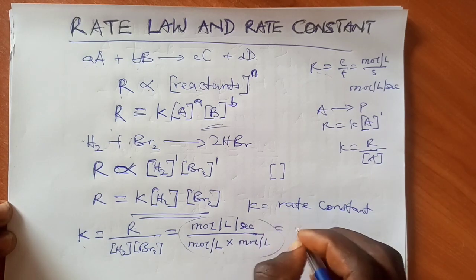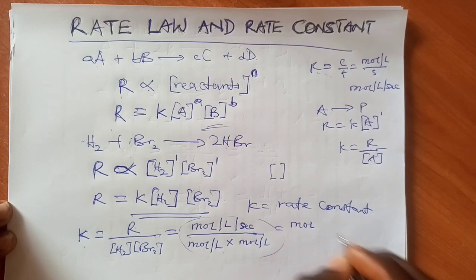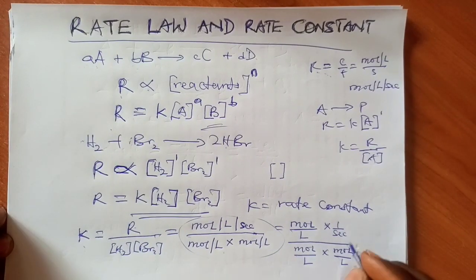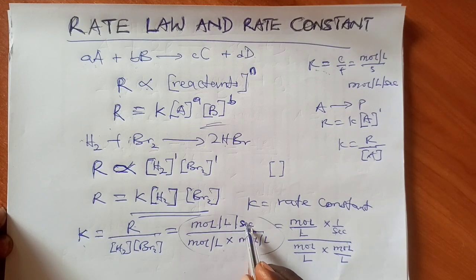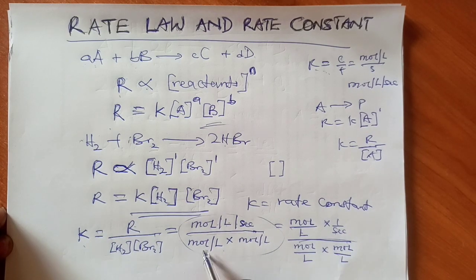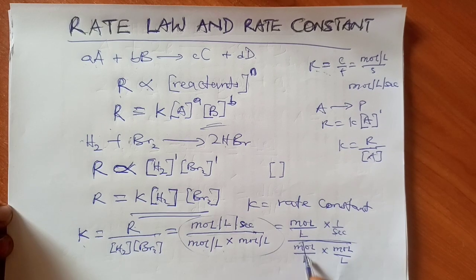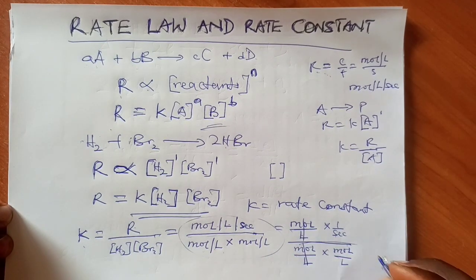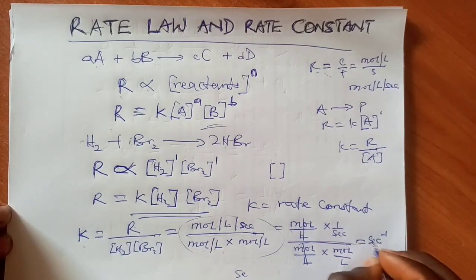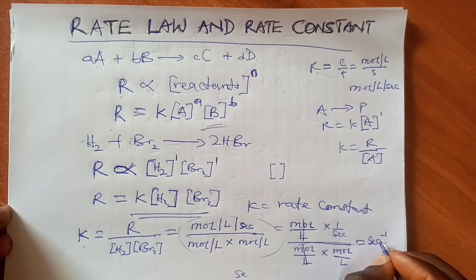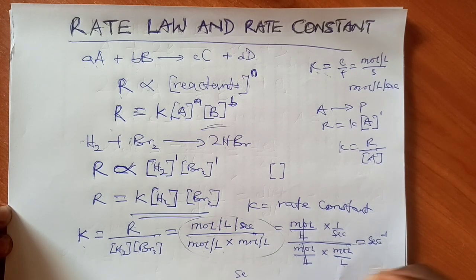So this one will be mole per liter. You have mole per liter times 1 over second. You have mole per liter divided by second. When you remove the sign of division, it will now be times 1 over second, okay, divided by mole per liter times mole per liter. Definitely, mole per liter will cancel mole per liter. So you are going to be left with per second, and you have mole per liter.